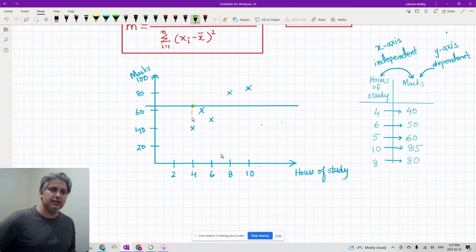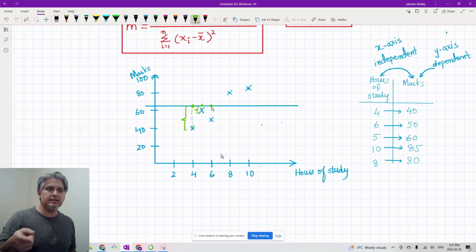I can find the distance or the difference between these two values. Similarly, this point is this far away, so I can find this distance. This is the predicted value, this is the original value. Similarly, on this point, this is the predicted value, and this is the original value. What I mean to say is, originally in the data, it is given that when the number of hours studied was 6, the student got 50 points.